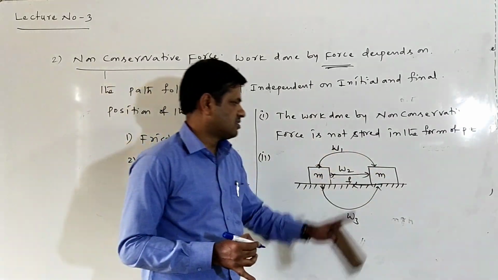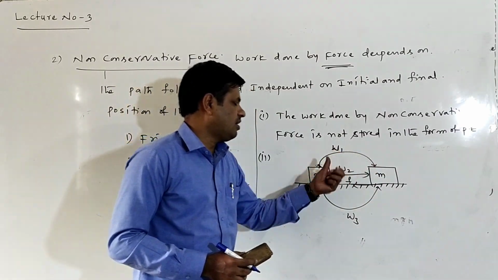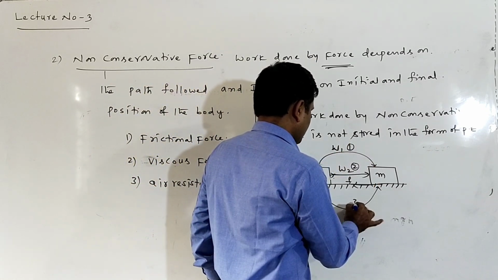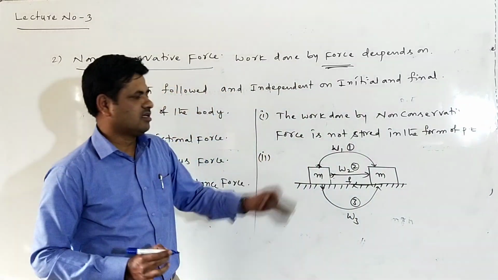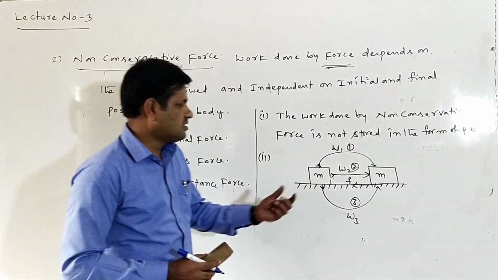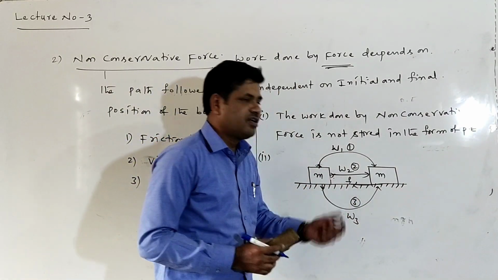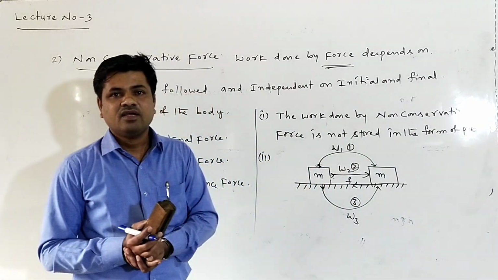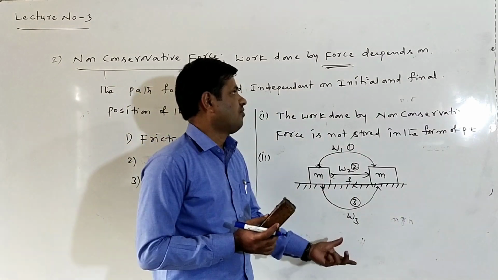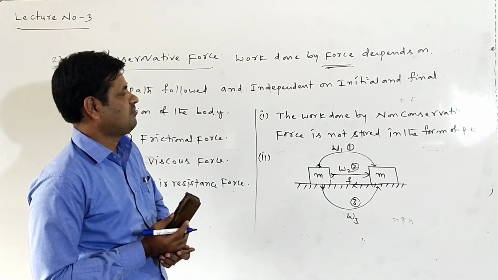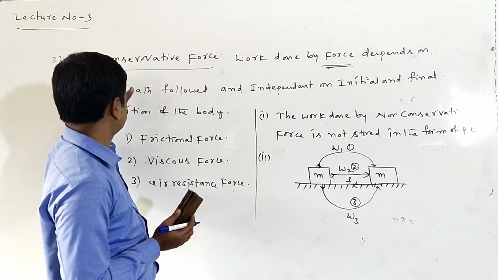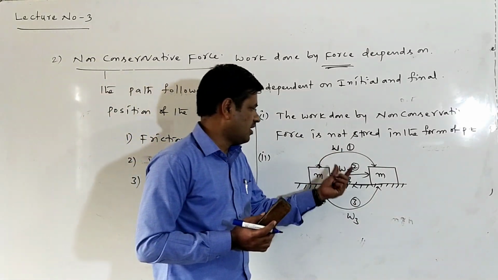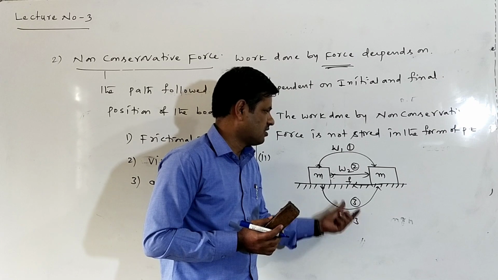Right, when moving like this, it is moving in three parts. This is the first part, this is the second part, and this is the third part. Here work is done by the frictional force, which acts opposite to the motion of the body. That means the frictional force is an example of a non-conservative force. The work done is W1, W2, and W3.